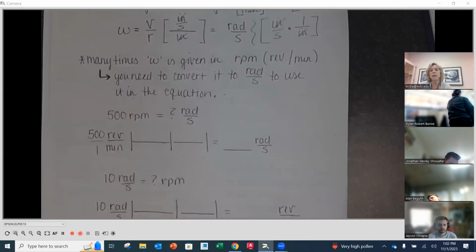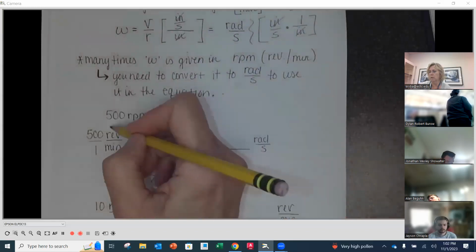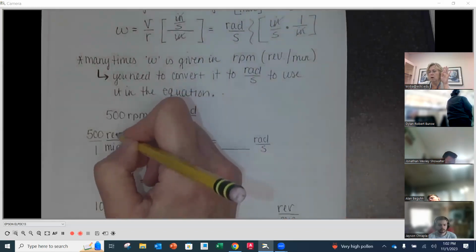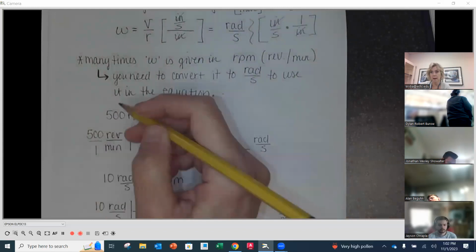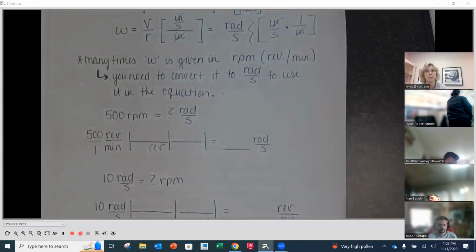Now, when we want to cancel something, we want to make sure that whatever that unit is, for instance, revolutions, we want to get it to radians, right? We're going to start with revolutions, and if revolutions is on the top, I'm going to put revolutions on the bottom in the very next spot. That way, when I multiply across the top and divide by the bottom, revolutions cancel out.